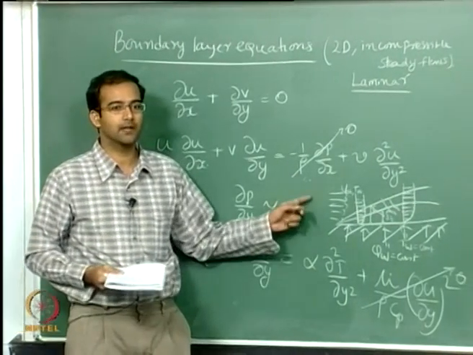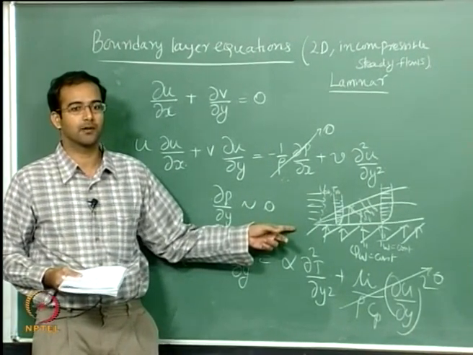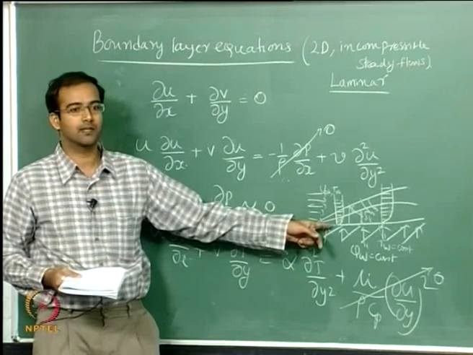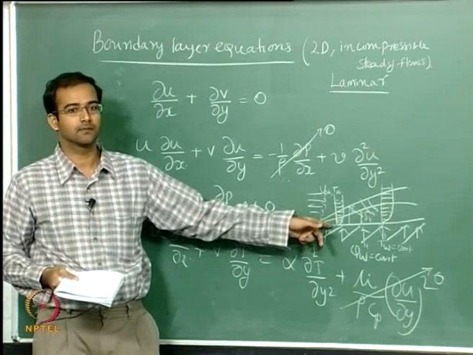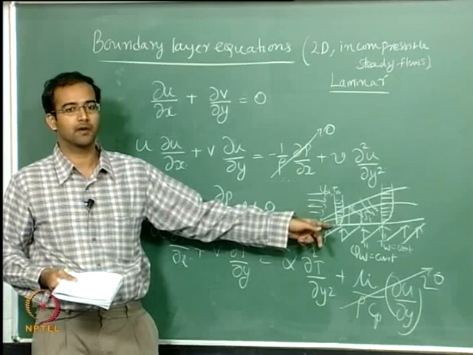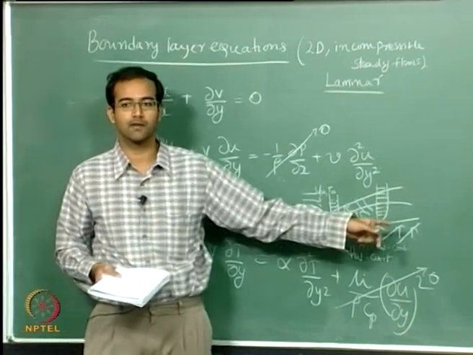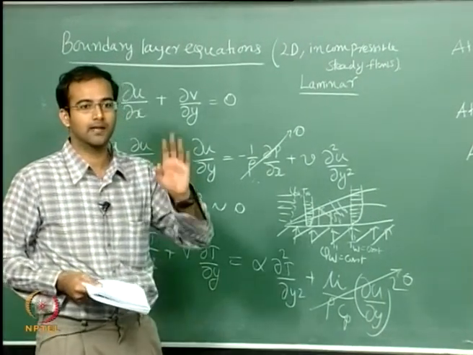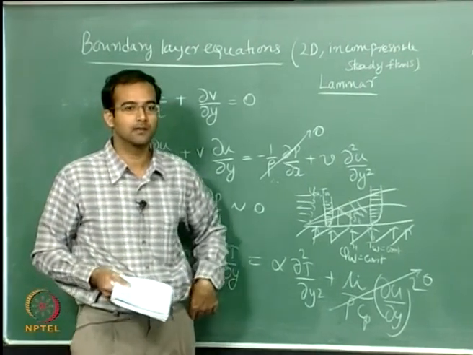Initially you have a very sharp gradient. At x equal to 0, the gradient will be infinite, so you don't have any developed profile. Slowly your profile develops and becomes more gradual, and it has to satisfy continuity also, downstream.